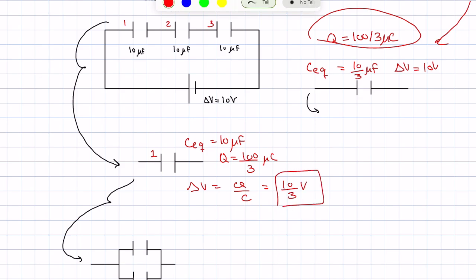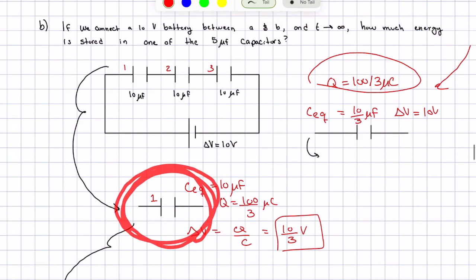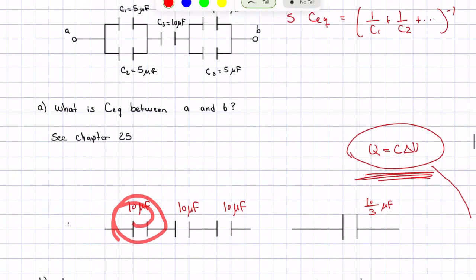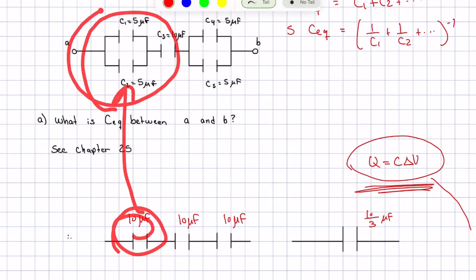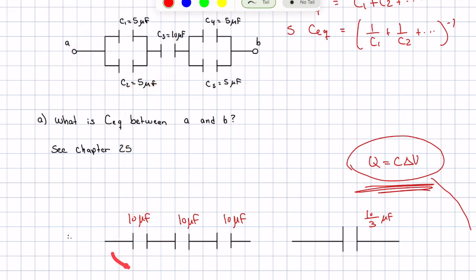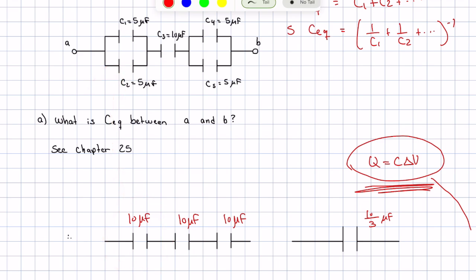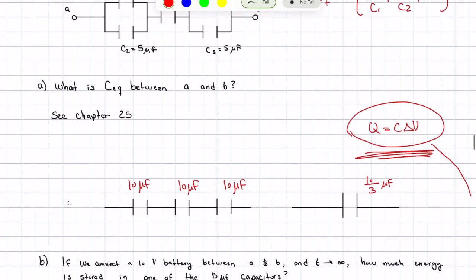So now I know the potential across this capacitor here, and I have to think, well, this here is this, and it came from this, where these are in parallel. So if I know everything there is to know about this capacitor, what applies to these capacitors? And the answer is the potential difference. The potential difference across this 5 microfarad capacitor is equal to the potential difference across its equivalent capacitor.